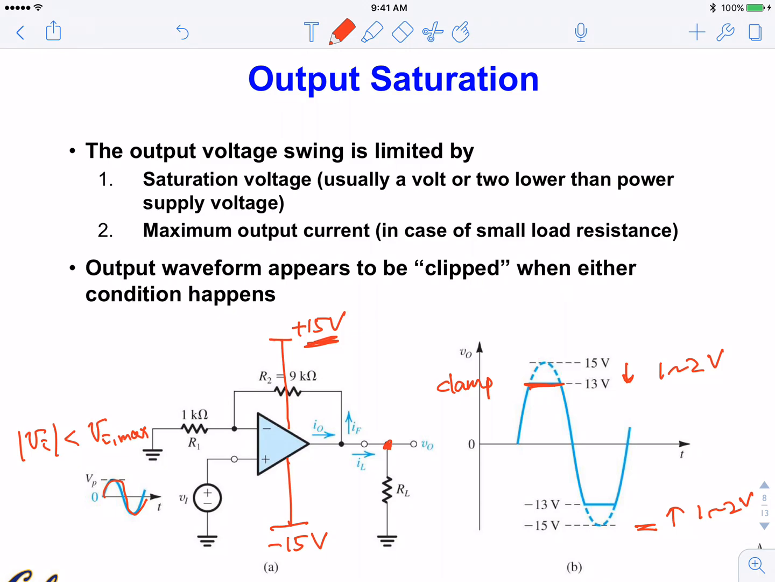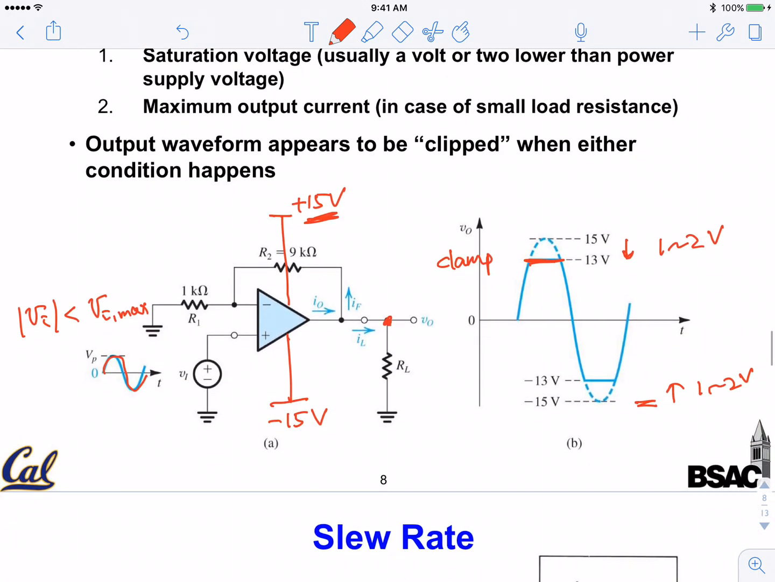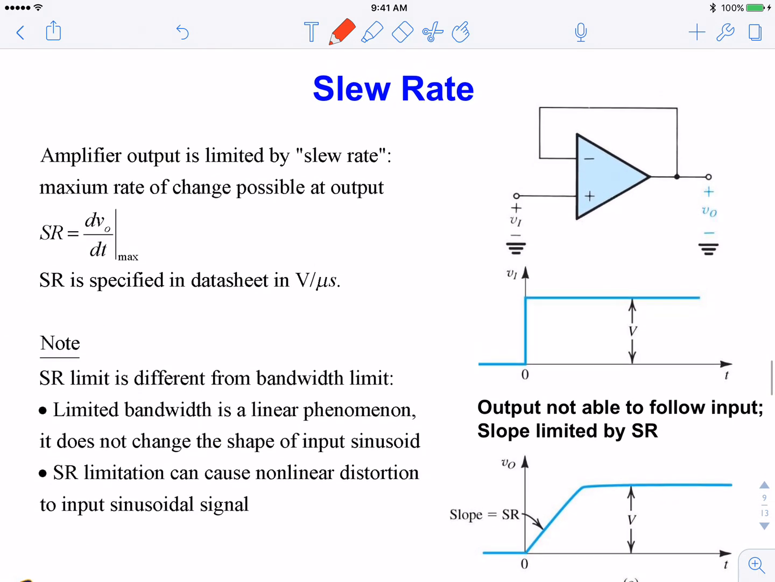Alternatively, if you really need this big output power, you should choose an op-amp that can take a higher power supply voltage. Then your clamp voltage will be higher. Right? So these are just practical constraints. Okay. Next, slew rate.